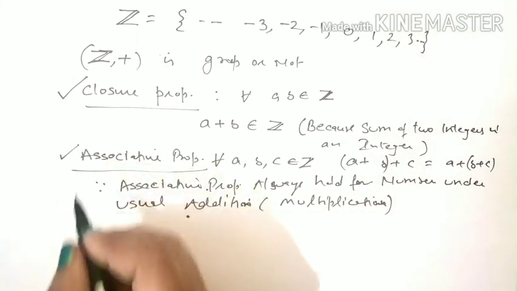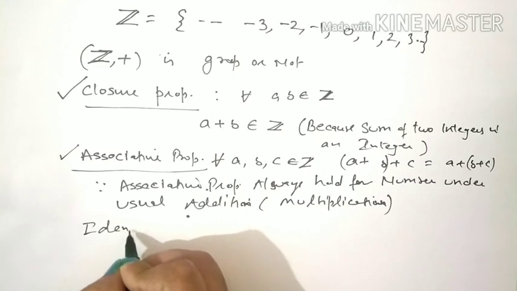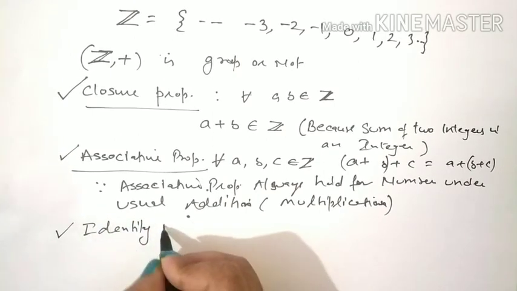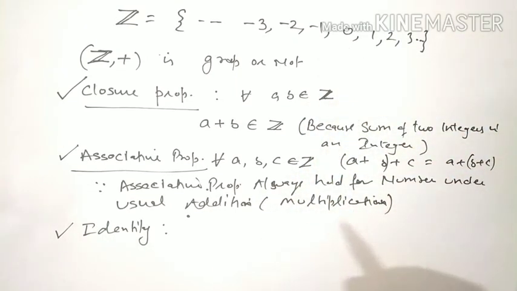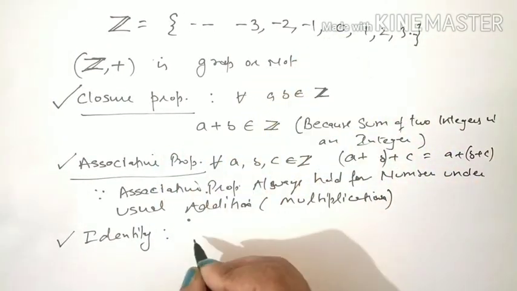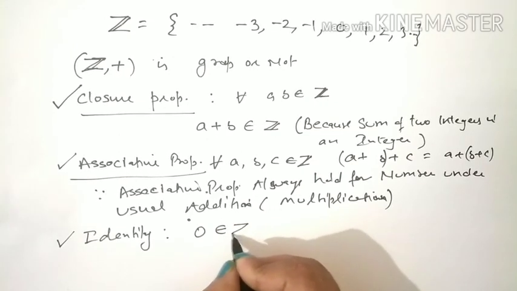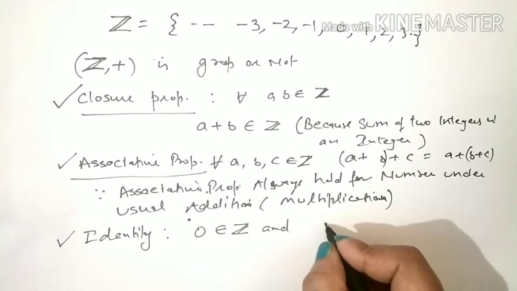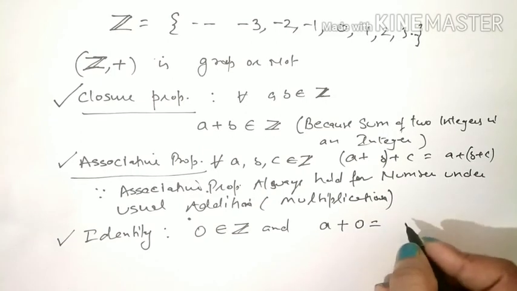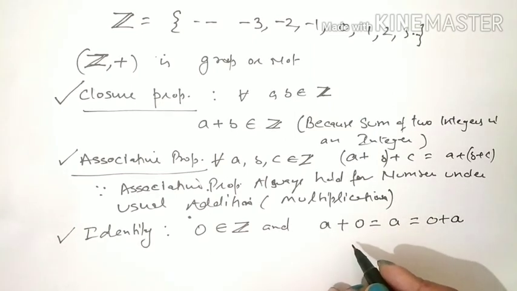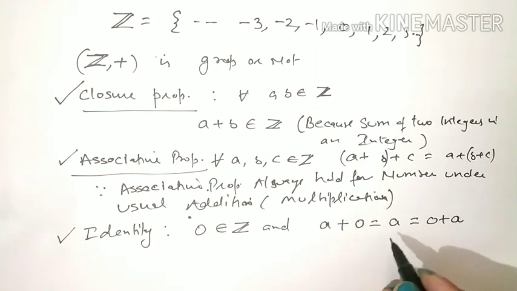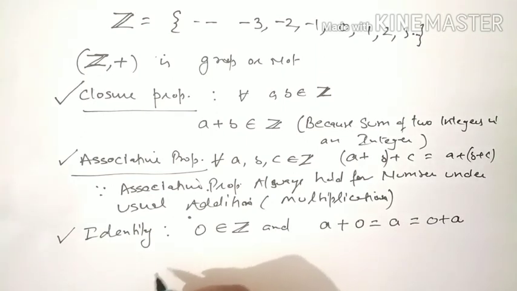Then comes the next property, identity. Does an identity element exist in this set? Yes, 0 is there, because for usual addition, general addition, the identity element is 0, and 0 is here in this. So 0 belongs to Z. Why is 0 the identity? Because when 0 is added to any number, the number remains the same. On both sides we have to write, on the left side or on the right side, when we add 0, the number remains the same, and 0 belongs to this, which means the identity element exists.